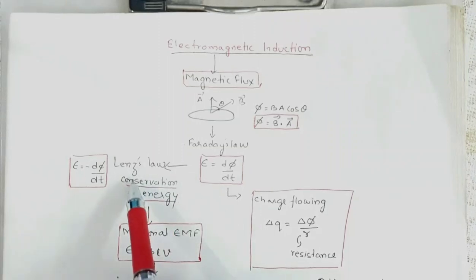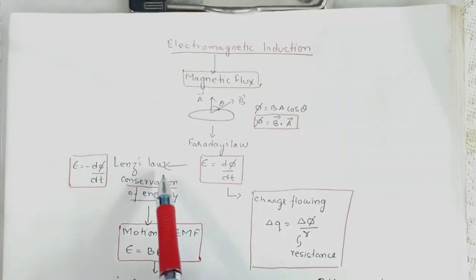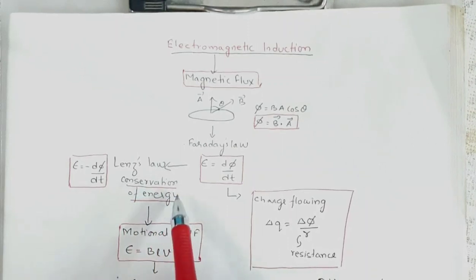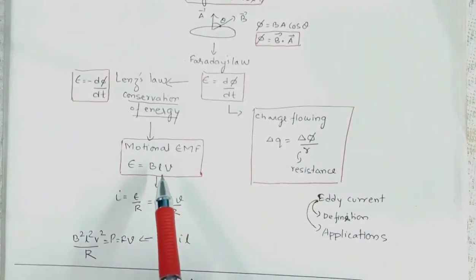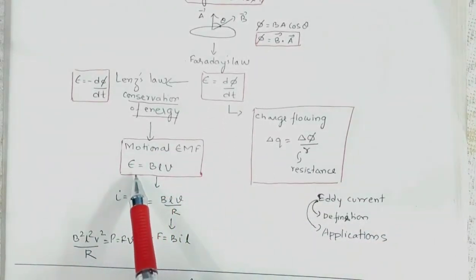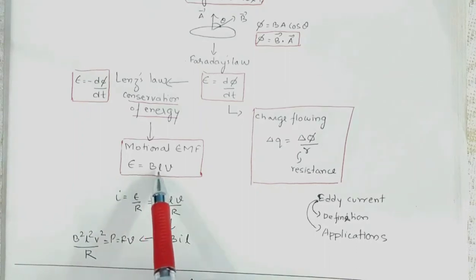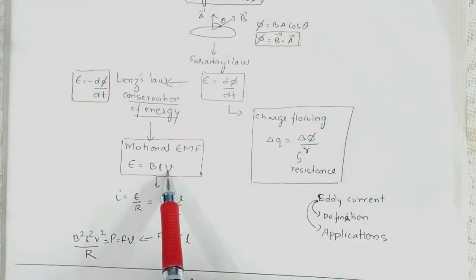Now this is also a very important concept which is often asked: show that Lenz's law is in accordance with conservation of energy. Then we have motional EMF. Motional EMF arises due to the motion of a conductor in a magnetic field, and it is given by the expression E is equal to BLV. B is the strength of the field, L is the length of the conductor, V is the velocity of the conductor.